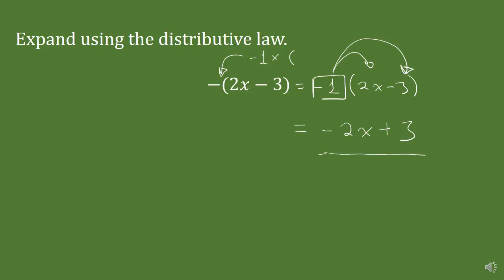A good way to check is that all the signs have switched, right? So this was a positive 1, this is a negative 1, this is a minus, and it's a plus. So all the signs have to switch if what you're expanding out is negative.